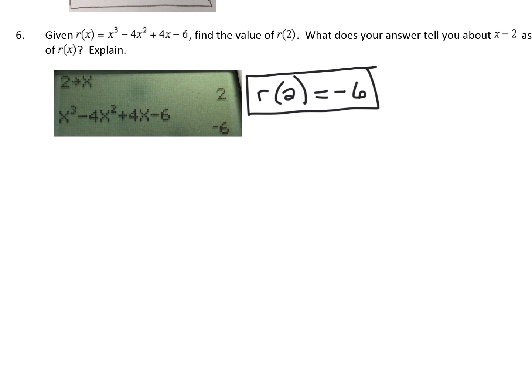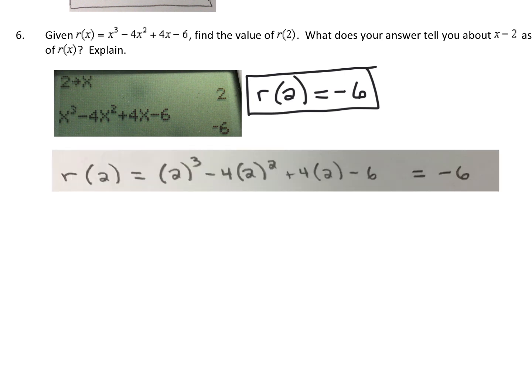If you do want to show all the work, you can write this out. You could write r of 2 equals, and you could show that you're substituting 2 in parentheses for each x, and then you get -6. But this is not necessary. Honestly, the only thing you really need to put on your paper is this right here. R of 2 equals -6.